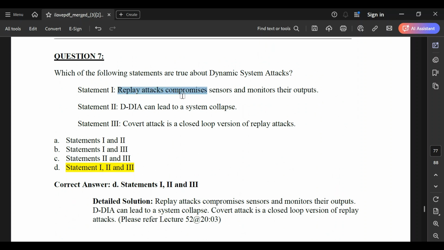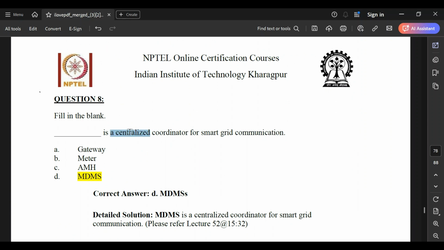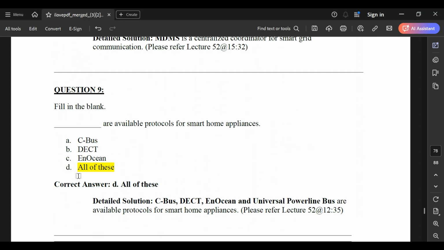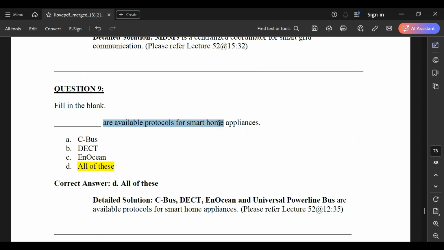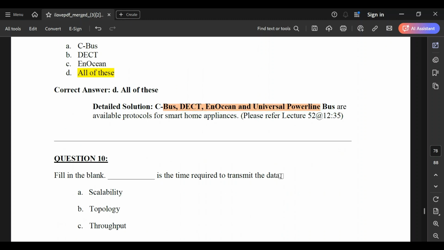In IoT, replay attack compromises sensors and monitors their outputs. DDoS can lead to a system collapse. Covert attack is a closed loop version of replay attacks. All these statements have been given correctly, so they are correct. Dash is a centralized coordinator for smart grid communication. So MDMS is there. And Dash are available protocols for smart home appliances. So all of these are there. CBus, you can have a look at this, CEBus, Echonet, and Universal Powerline Bus.